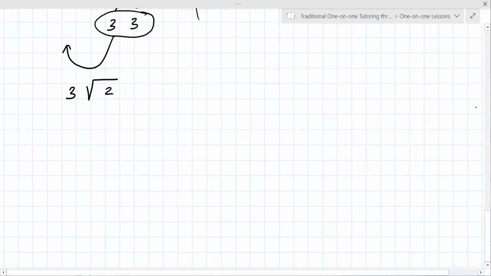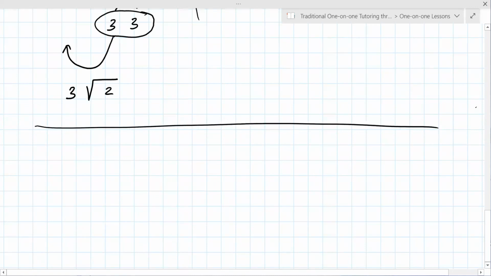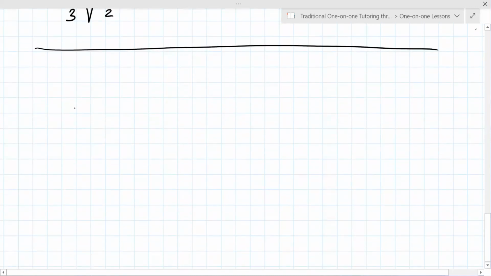Okay, so let's try another one here. What is the square root of 45? You always start with 2. Does 2 go into 45?